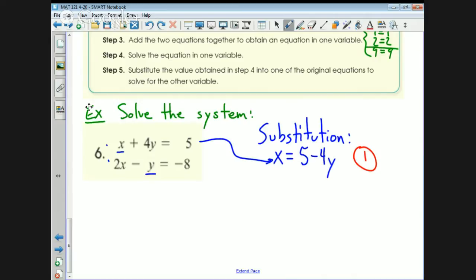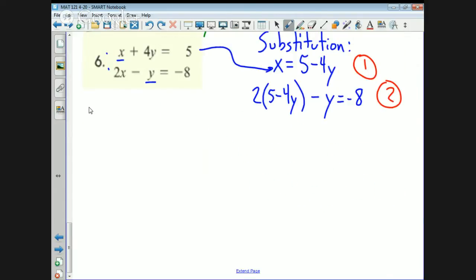In step 2, we're going to substitute the expression from step 1 into the other equation. So what we'll have here then is 2 times the quantity 5 minus 4y. Make sure you put that in quantity, otherwise you'll get wrong answers all the time if you don't distribute things properly. It's 2 times the whole x, not just the first part of it. And then minus y equals negative 8. And we'll substitute that in. Now, the beauty of the substitution method is that when we move to step 3, we have an equation in one variable. Technically, it's a little messy, but it is in one variable, y, that I can solve for.